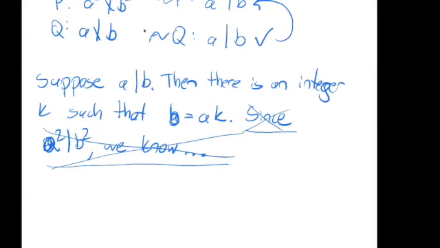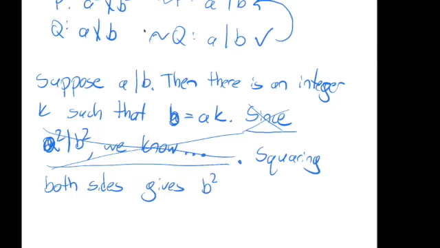So this is a great start. We've got that b is equal to a times an integer. What do you think we can do with that in order to show that a squared is a divisor of b squared? We can square it. Yeah, squaring both sides gives b squared is equal to a squared times k squared. We're allowed to do that. If two things are equal, then when we square them, their squares should be equal.